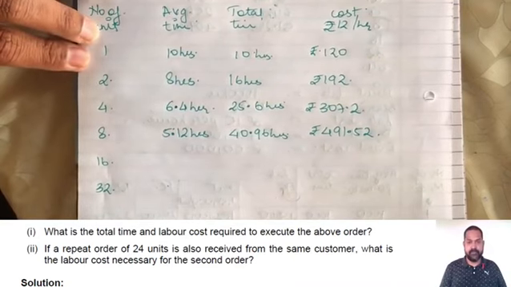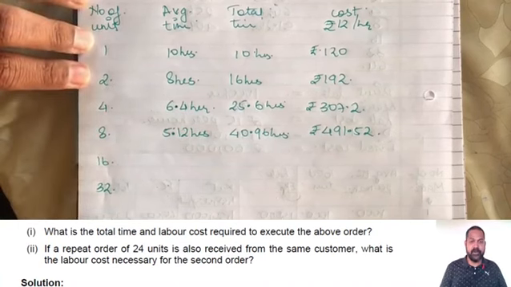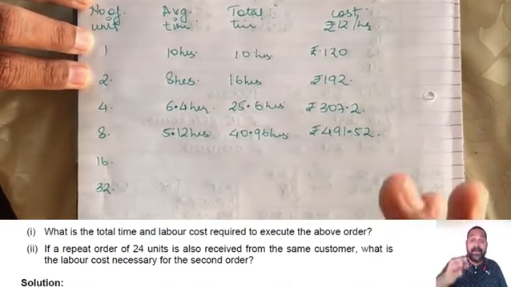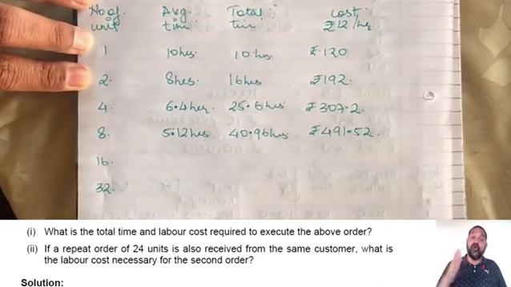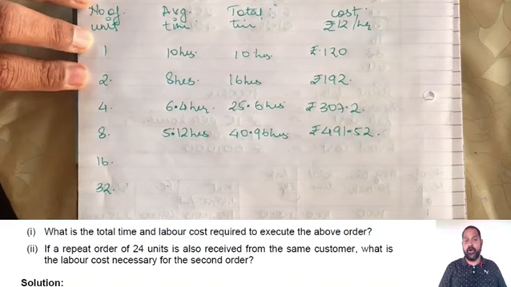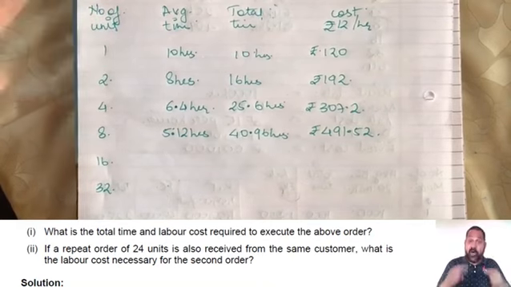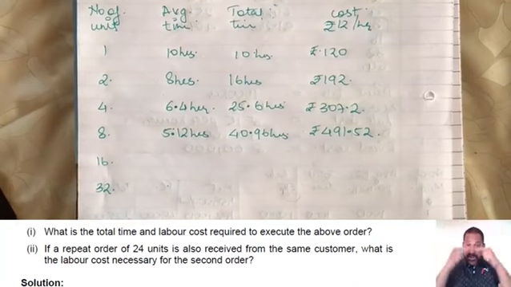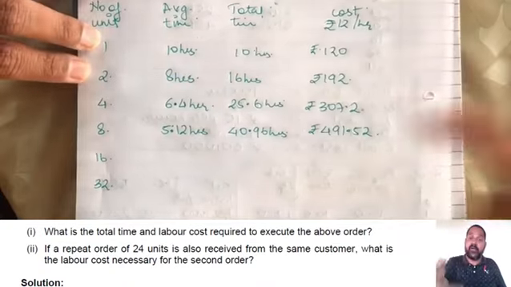But can I tell you something? They've not asked you for 24. Read the question properly. If a repeat order, very important, repeat order of 24 units was received from the same customer, what is the labor cost necessary for the second order? See, for the same order there is a repeat. So the 8 units that I have made, in the same order I have to make another 24.